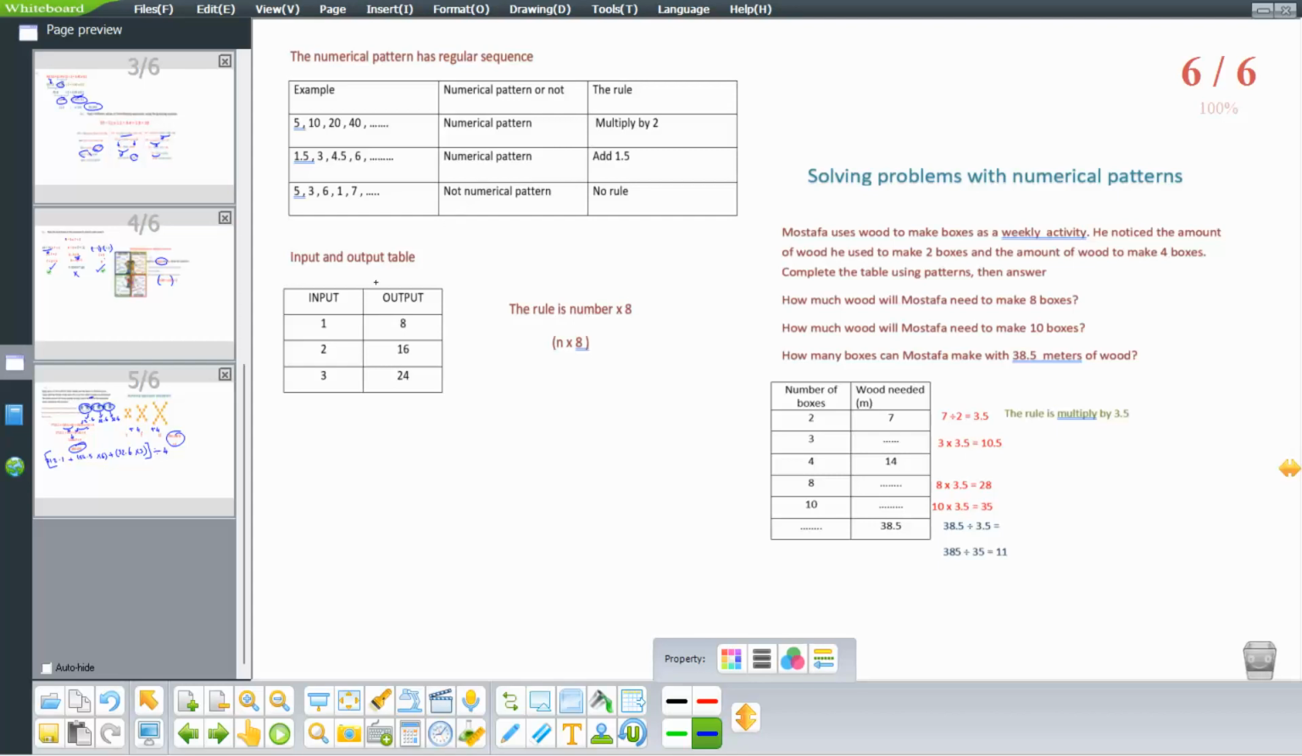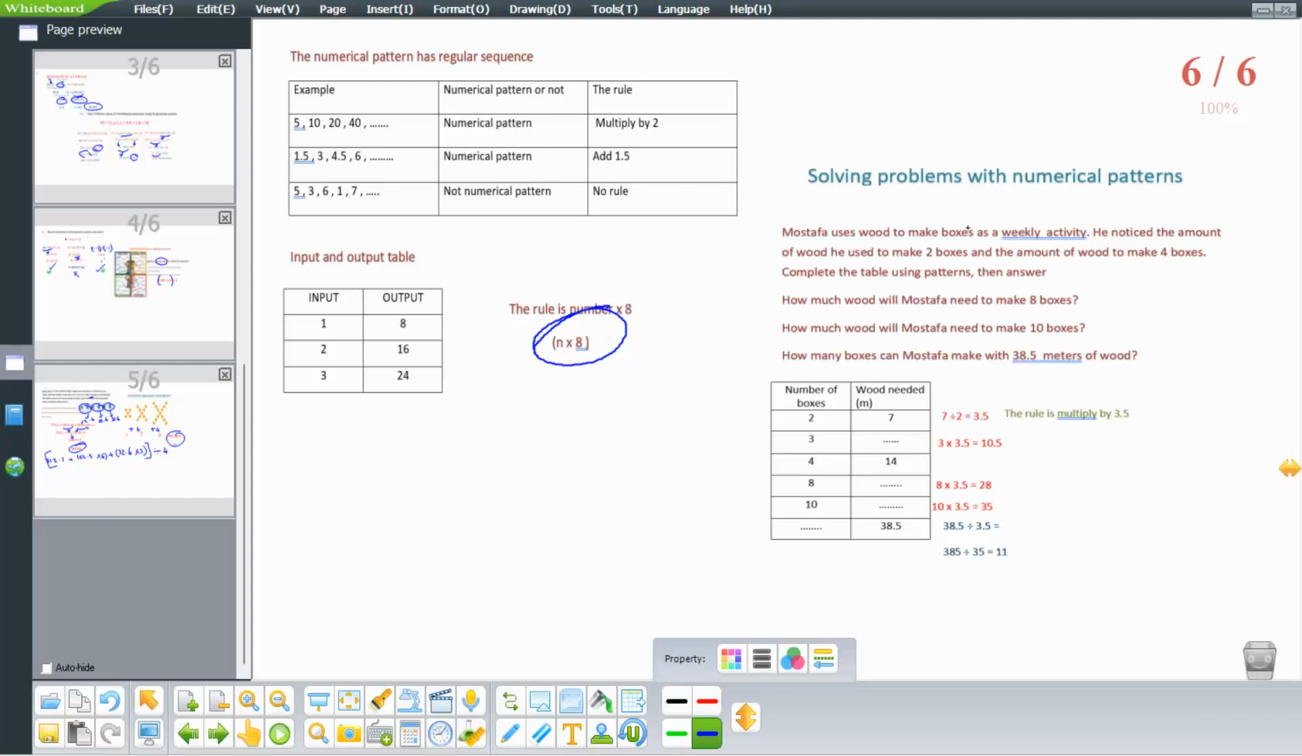Okay, input and output table. Input, we have 1, 2, and 3. Output, we have 8, 16, and 24. So every time we make n, or the number, times 8. Every time, 1 times 8, 2 times 8, 3 times 8. So every time times 8.